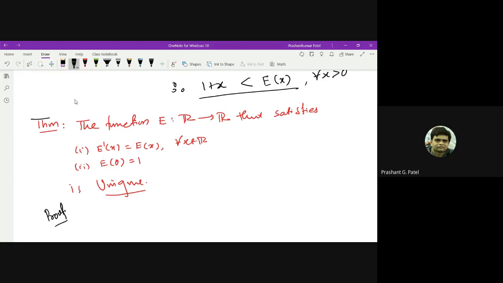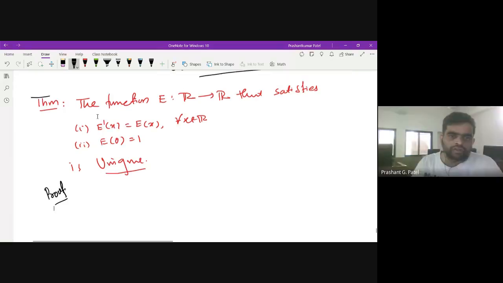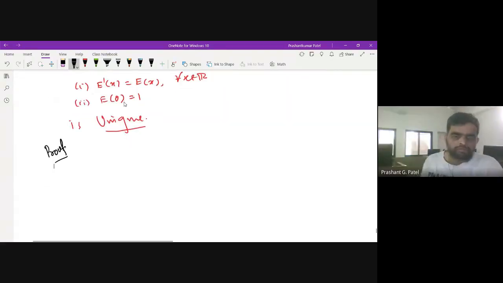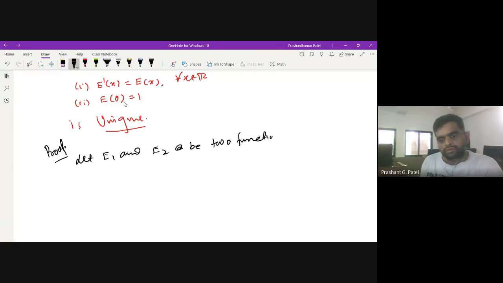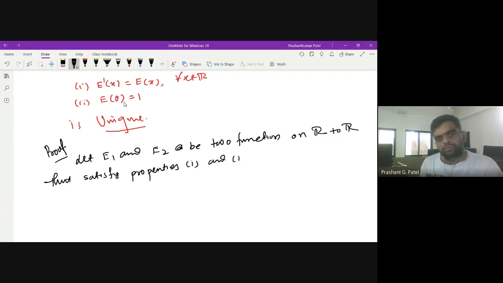So I am starting with two different functions, e1 and e2, which satisfy both the properties. Let e1 and e2 be two functions from R to R that satisfy property 1 and 2. When I say first property and second property, I mean these two properties.